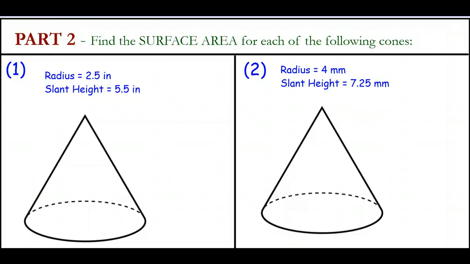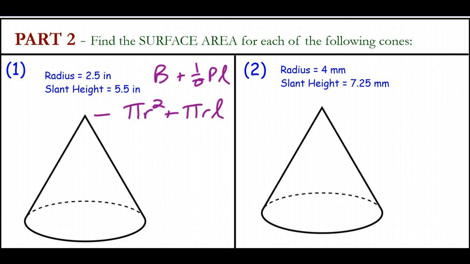So for number 1, we remember that it's still base plus 1/2 perimeter times length, and when we substitute in the circle formulas, we have pi r squared, which is the area of that circle, plus 1/2 times 2 pi r, which is pi r times L. This is our surface area formula for a cone. Now, r is 2.5, so we have pi times 2.5 squared plus pi times 2.5 times 5.5.